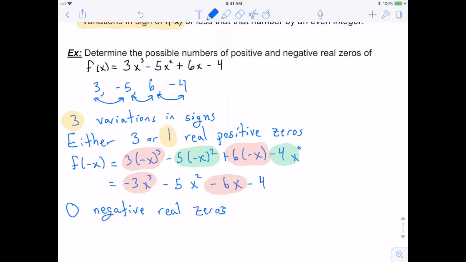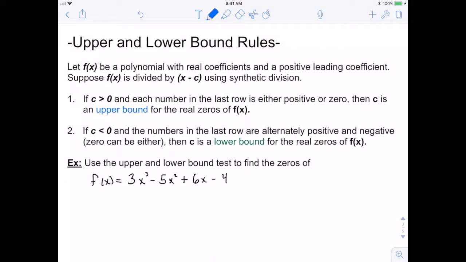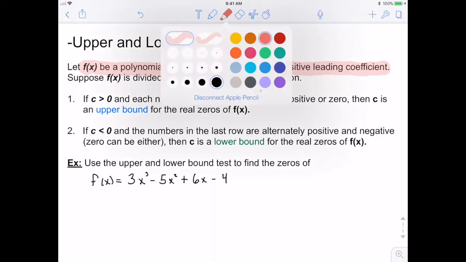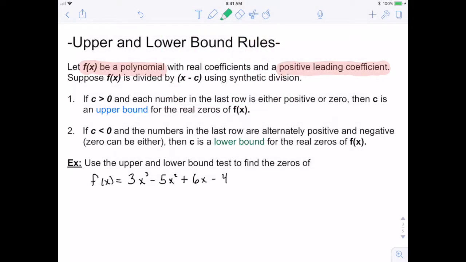We can even do a little bit better than this. If we use the upper and lower bound rules, we can actually find if the number we're picking is too big or too small, and we can use that to really narrow down and find the zeros we want. So let's say we have f of x, a polynomial with real coefficients, and importantly, a positive leading coefficient, which again isn't too bad. We can always factor out a negative number to change that. When we have these criteria, the next step is suppose f of x is divided by some linear term, x minus c, using synthetic division.